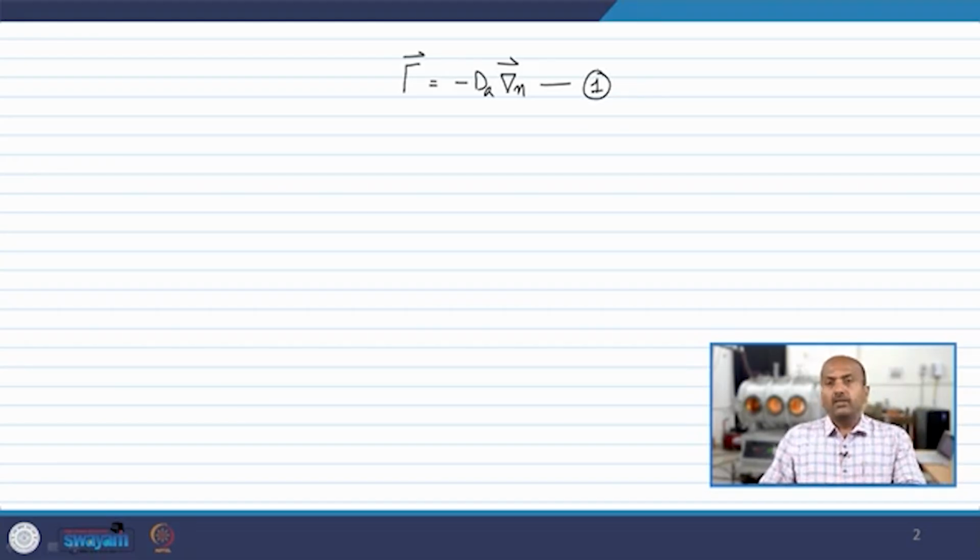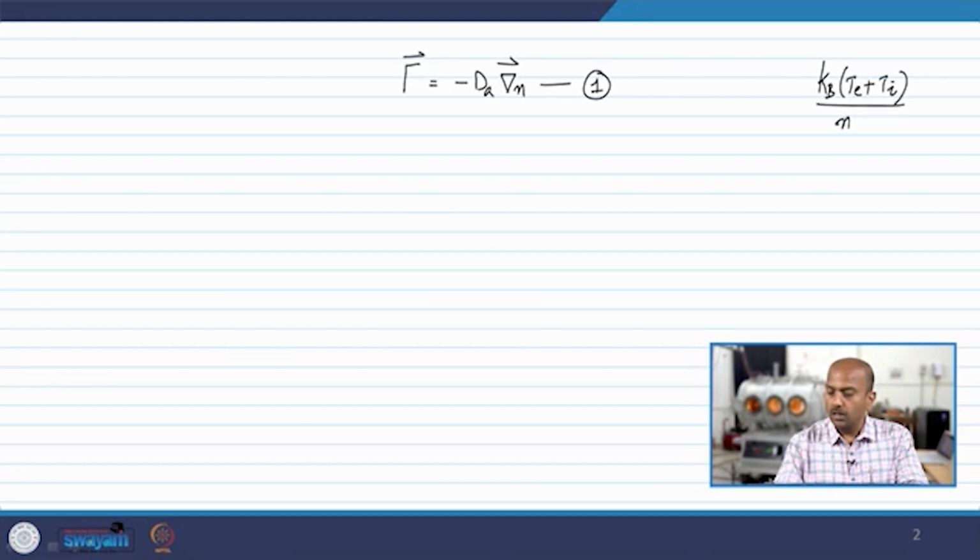Gamma represents the particle flux and dA is the ambipolar diffusion coefficient, which seems to depend on kB (Te plus Ti) by m nu, right. Here kB is the Boltzmann constant, Te and Ti are the temperatures of electrons and ions, m is the mass and nu is the collisional frequency, right. And del n is the gradient of concentration in plasma.